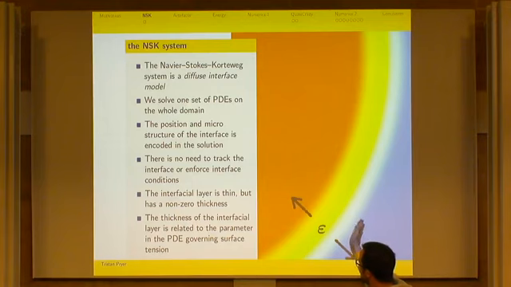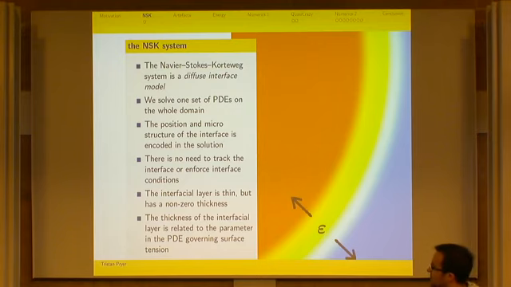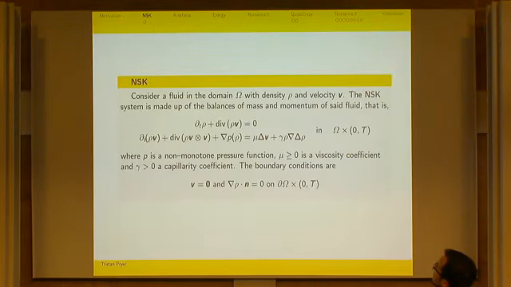I'm going to look at the case where this interfacial layer is thin, but not the sharp interface limit. This is the system that I claim is a reasonable model for this. This is Navier-Stokes-Korteweg. Here you see the Navier-Stokes equations, and here you see a little Korteweg term kicking in. This is a third order, nonlinear term.